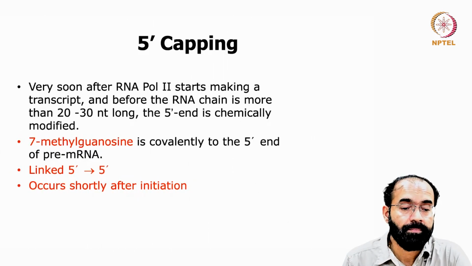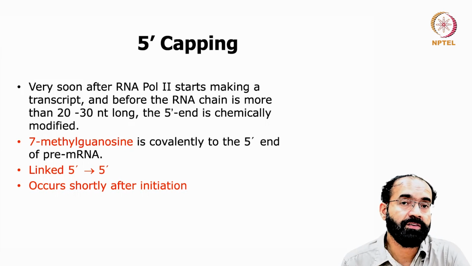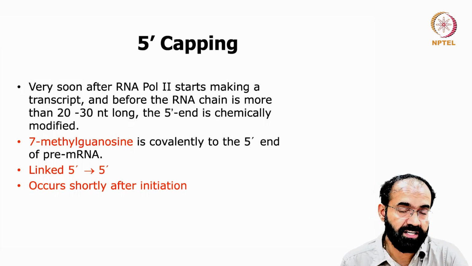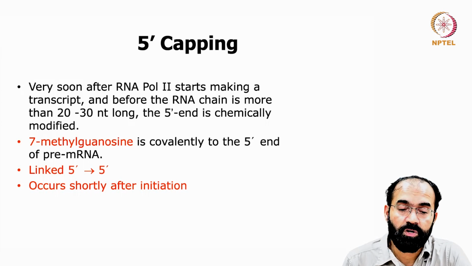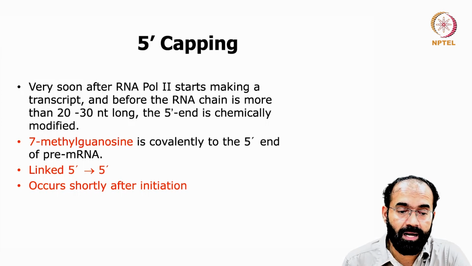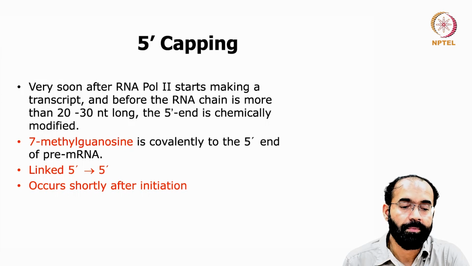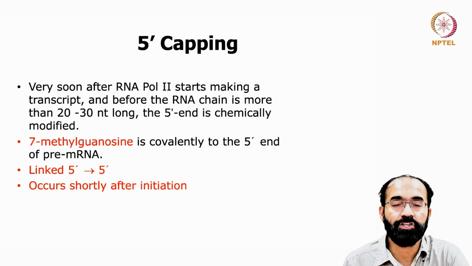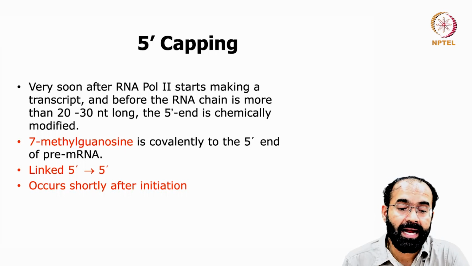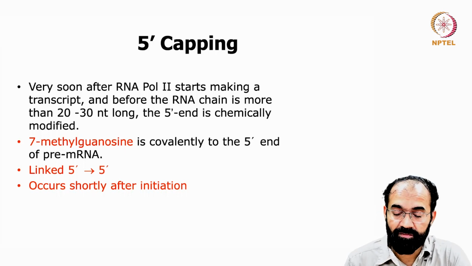And the 5' capping, like we discussed, is very important. So far we know that it is helpful in protection from degradation, but it also has a role in splicing. Soon after RNA polymerase II starts making a transcript, up to around 20-30 nucleotides, the 5' end is chemically modified with the 7-methyl guanosine cap onto the pre-mRNA, and this is linked in a 5' to 5' fashion to mimic a 3' end, and it happens shortly after initiation.